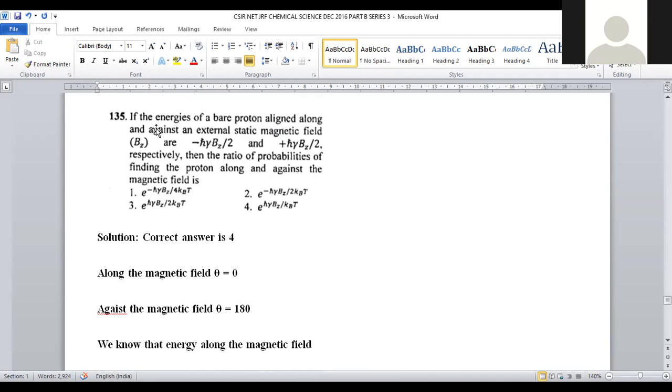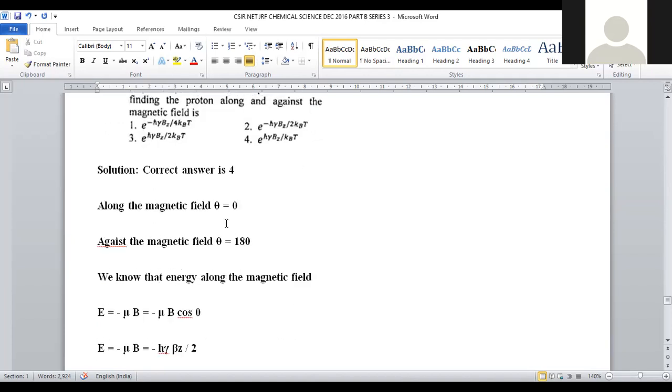So what are these two values? If the energies of protons, one is along the external magnetic field and the second is opposite to it. Along the magnetic field is denoted with negative, opposite to the magnetic field is denoted with positive. Then the ratio of probabilities of finding the proton along and against the magnetic field is what we have to depict.